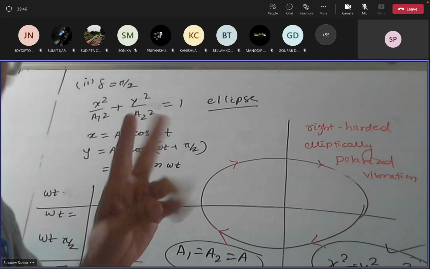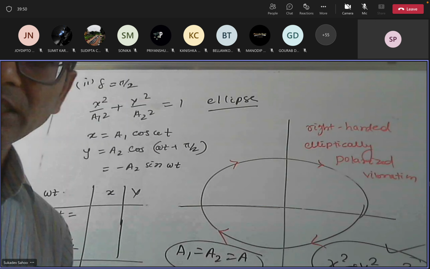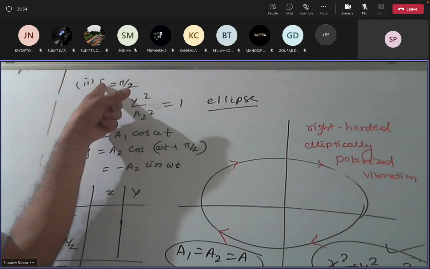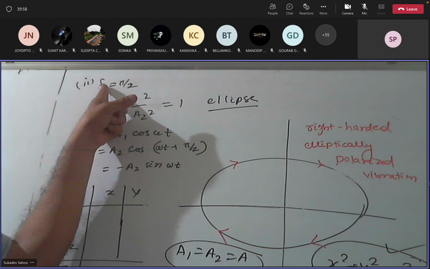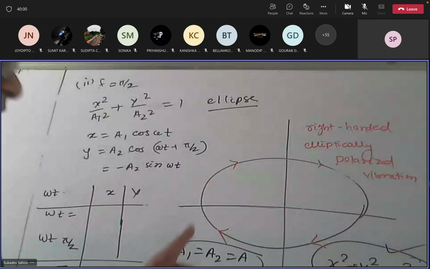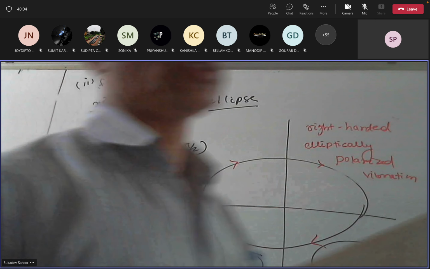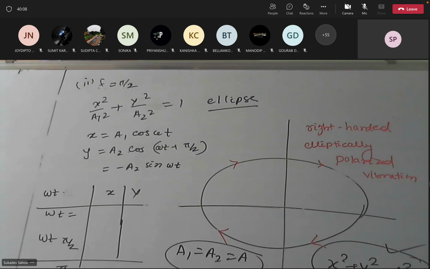Again you listen to what we have taken: superposition of two perpendicular harmonic oscillations having the same frequencies, phase difference pi by 2. And another extra point we have taken, the amplitudes are the same. Then we will get the circular motion. Everybody clear? So we can write like this.